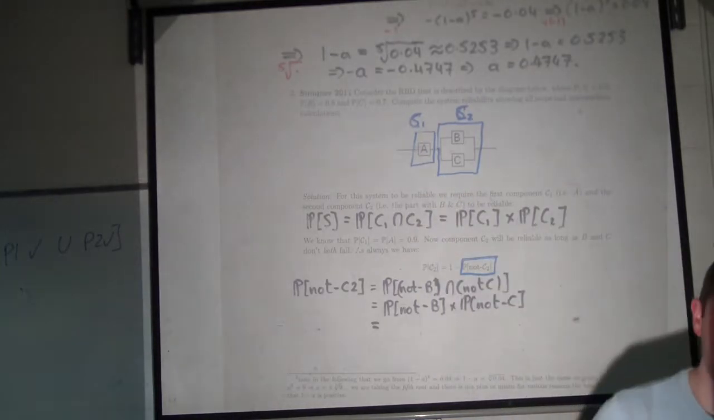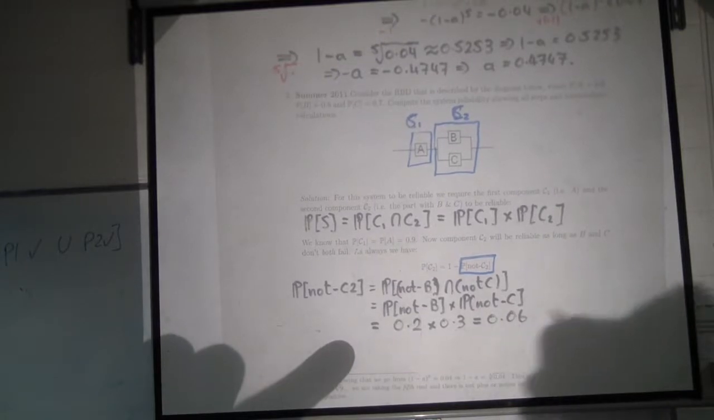What's the probability that B fails? I think it was 50-50, isn't it? 0.5. No. 0.7. No. Probability that B fails: 0.2. The probability that it works is 0.8, so the probability that it fails is 0.2. And what's the probability of not C? 0.3. So this comes to 6%. So there's a 6% chance of the second component failing, and that happens when they both fail, B and C.